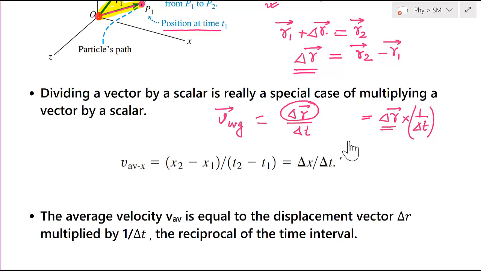Now if you have one dimension, things become easy. You simply write average velocity is equal to position x2 minus position x1, divided by t2 minus t1. Once again, this average velocity is in the x direction. Since I know the direction, that is the x direction, we know this is a vector quantity.